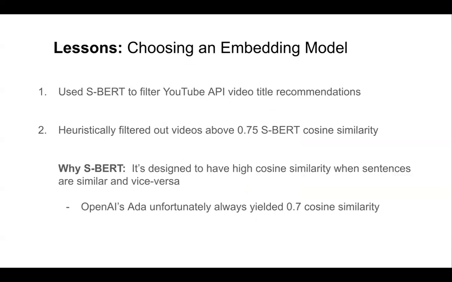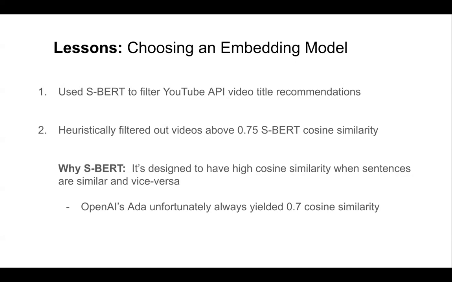So to give an example, in my master's degree, I did a project trying to re-rank YouTube API recommendations for videos. And I was actually using it to filter them down based on a user's preferences. So I used SentenceBERT as my embedding model. And I also used OpenAI Ada. And this example taught me that your choice of embedding model actually means a lot for your use case.